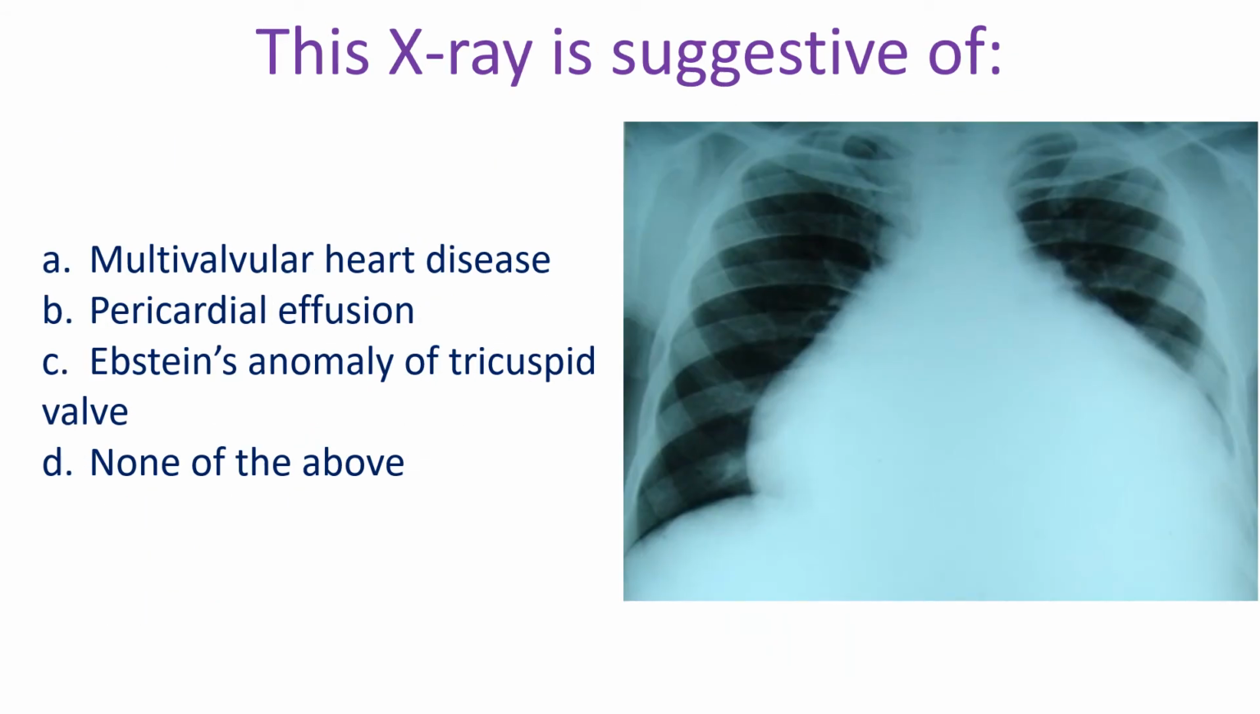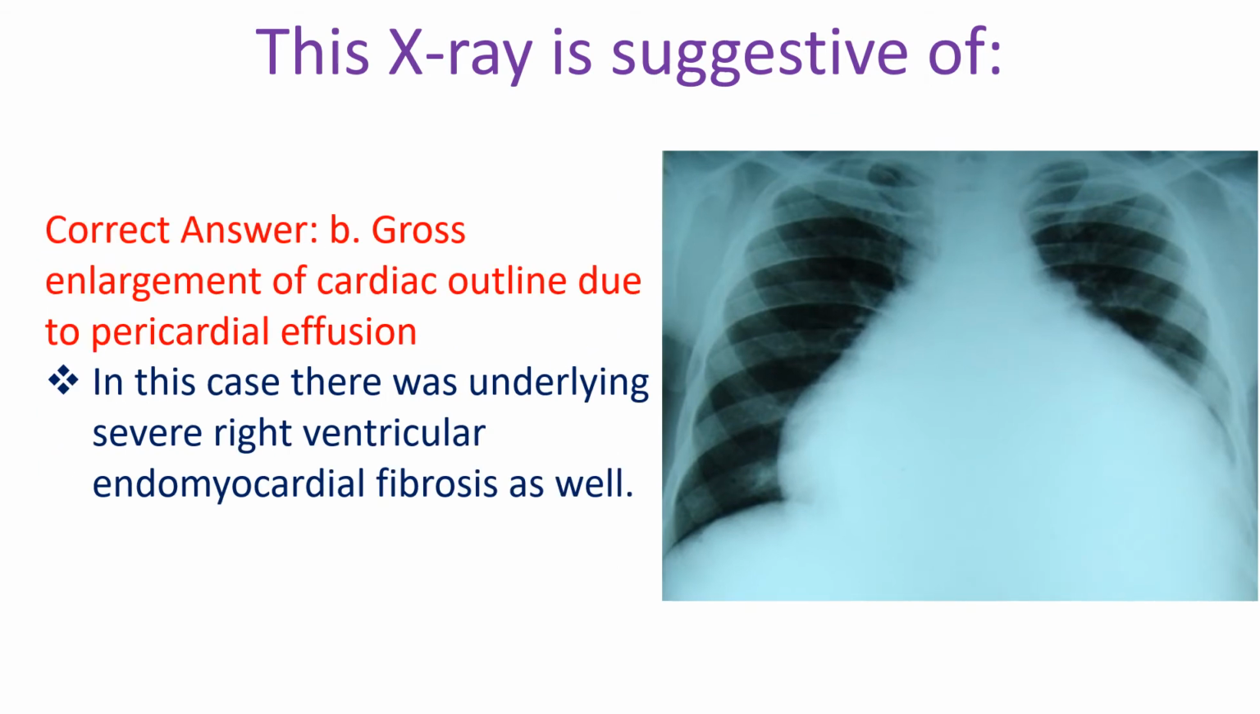This X-ray is suggestive of A. Multivalvular heart disease, B. Pericardial effusion, C. Epstein's anomaly of tricuspid valve, D. None of the above. Correct answer B. Gross enlargement of cardiac outline due to pericardial effusion.